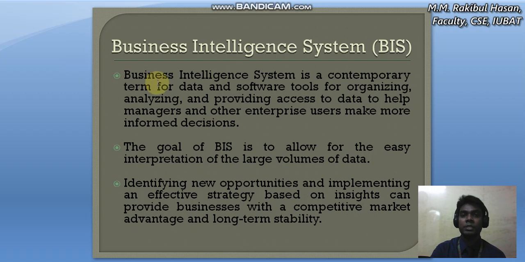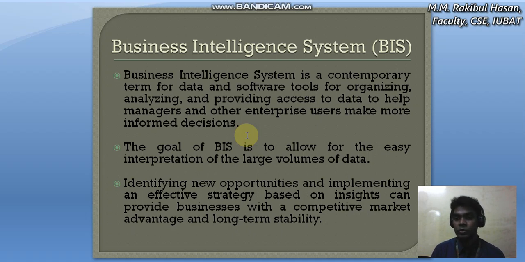So what is business intelligence? Business intelligence system is a contemporary term, a very recent term, a very hot topic, a hot cake you can say, for data and software tools for organizing, analyzing, and providing access to data to help managers and other enterprise users make more informed decisions. So what it is doing is basically gathering a huge volume of data inside it. Basically inside this business intelligence we have a data warehouse.